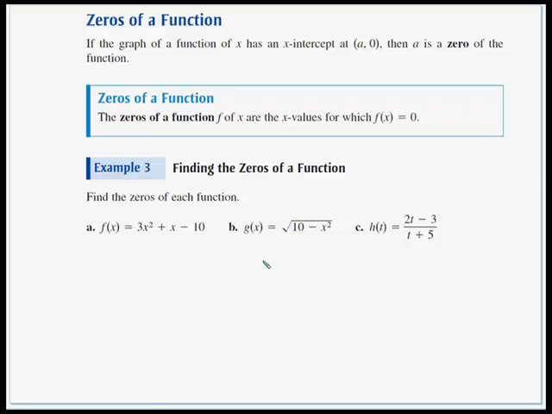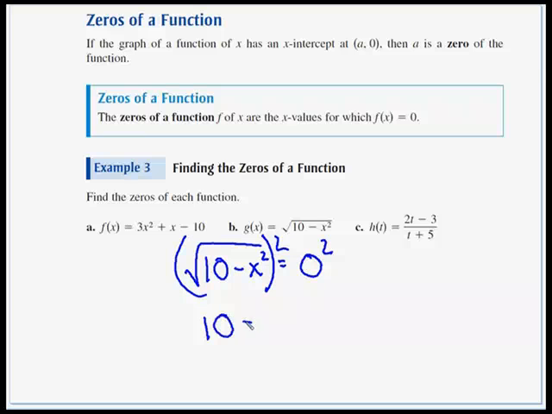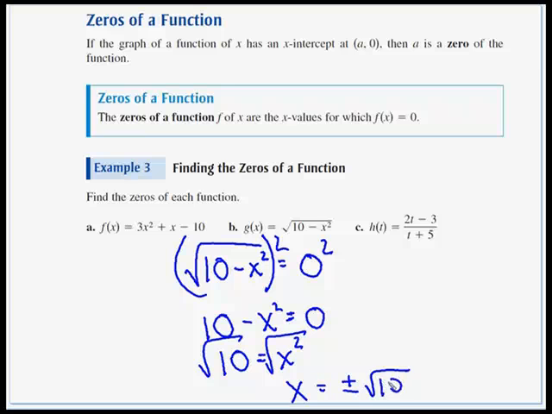Letter B, square root function. We have the square root of 10 minus x squared, and we're trying to find the zeros, so we set it equal to 0. So how do we get rid of the radical? We square both sides. The square and square root cancel out, and we have 10 minus x squared equals 0 squared, which is 0. And then I'm going to add x squared to each side. 10 equals x squared. And then extract the roots. Square root each side. And we have x equals either positive or negative square root of 10.